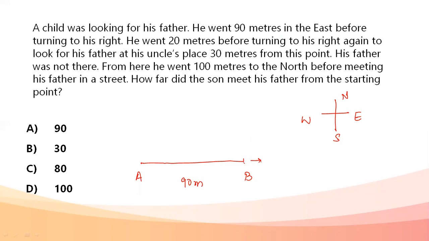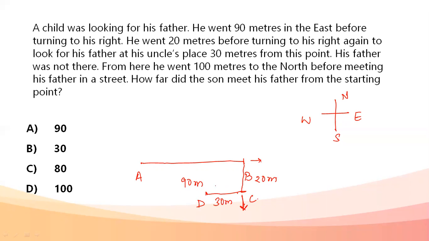Now, right from this position would be going towards south. So here 20 meters the person has moved. Let's say this is position C. After this, again the person is facing towards south, right would be towards west. He goes 30 meters. So this is the 30 meters where he's going. Let's say this is point D.